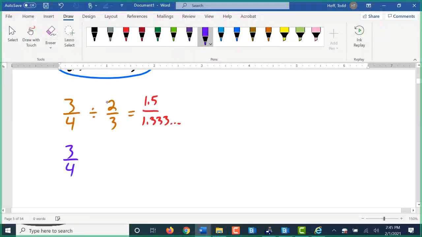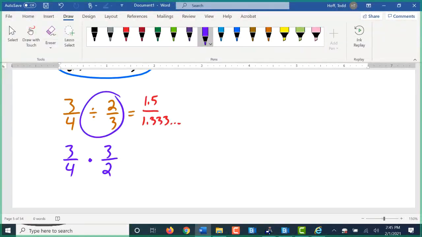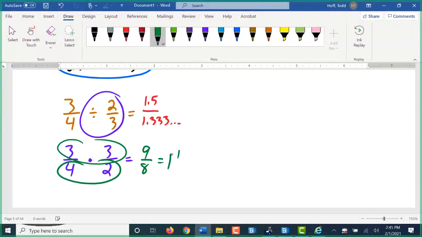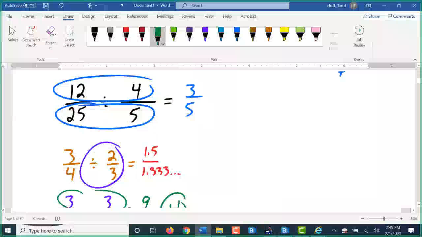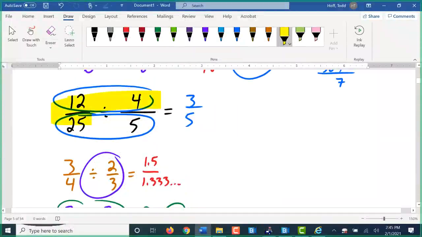Instead of dividing, we multiply by the reciprocal. We flip it over. Remember, division operates on the number that comes after it. So we're multiplying by 3 over 2 instead of 2 over 3. 3 times 3 is 9. 4 times 2 is 8. 9 eighths or 1 1/8. Believe it or not, this process comes from what we saw up here of just dividing straight across. Let me show you.